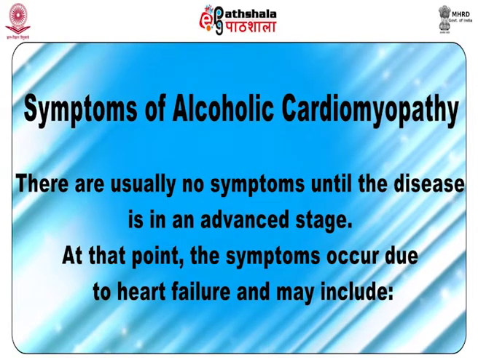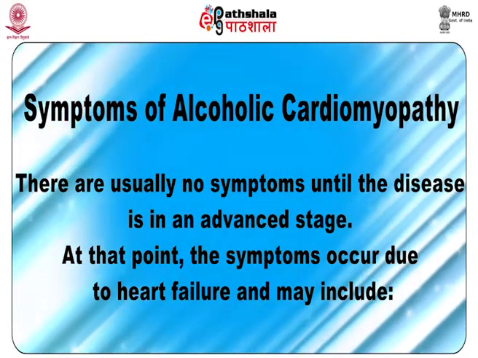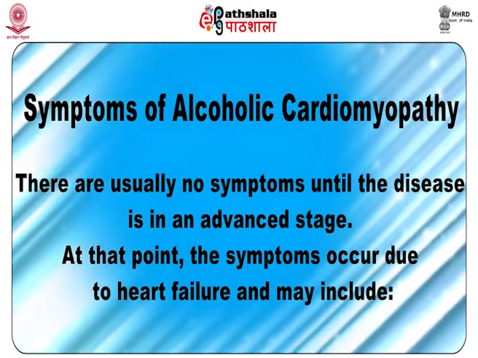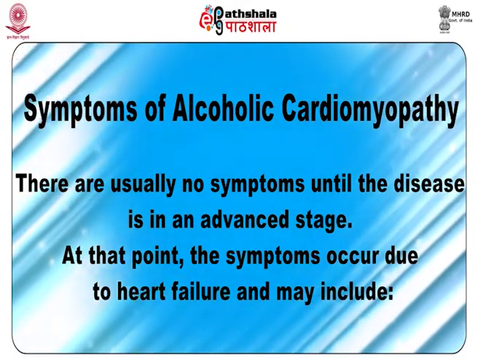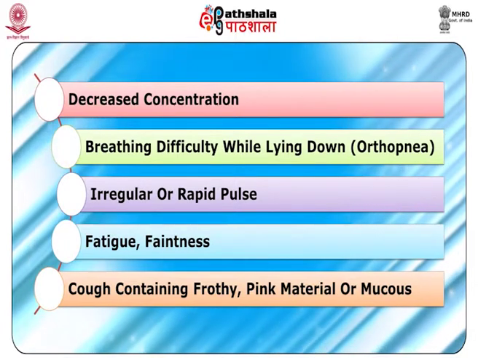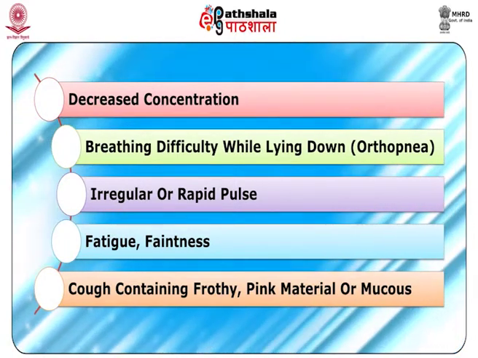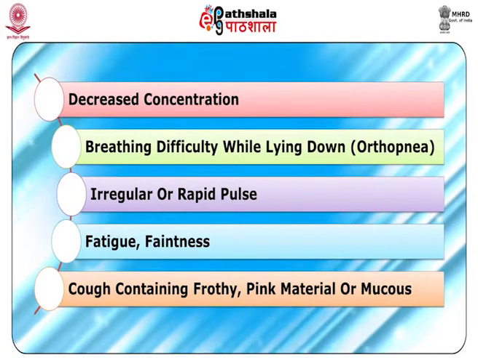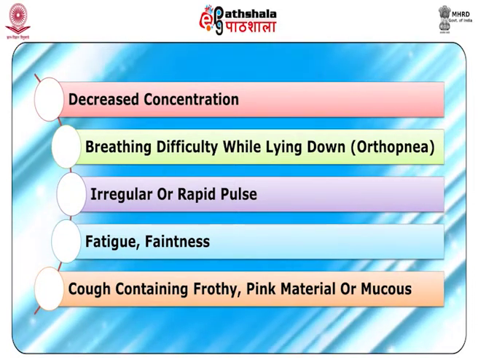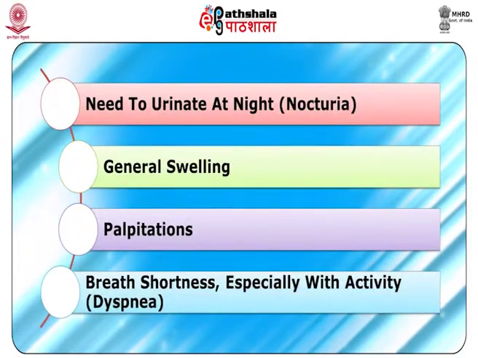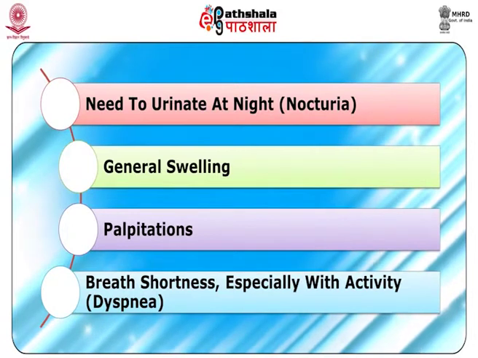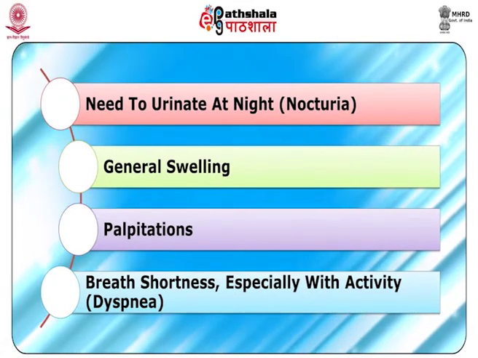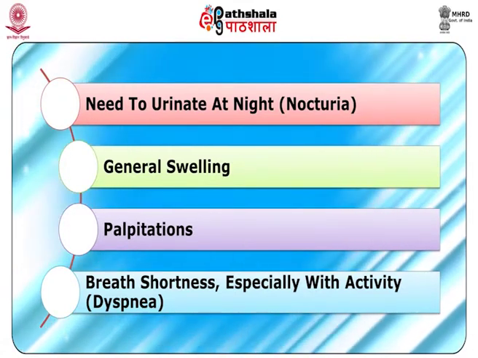Symptoms of alcoholic cardiomyopathy. There are usually no symptoms until the disease is in an advanced stage. At that point, the symptoms occur due to heart failure and may include decreased concentration, breathing difficulty while lying down, that is orthopnea, irregular or rapid pulse, fatigue, faintness, cough containing frothy, pink material or mucus, need to urinate at night, that is nocturia, general swelling, palpitations, and shortness of breath, especially with activity, that is dyspnea.